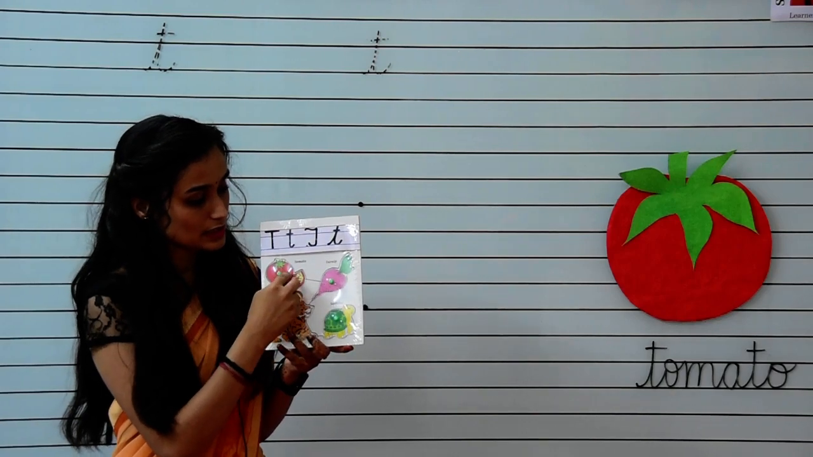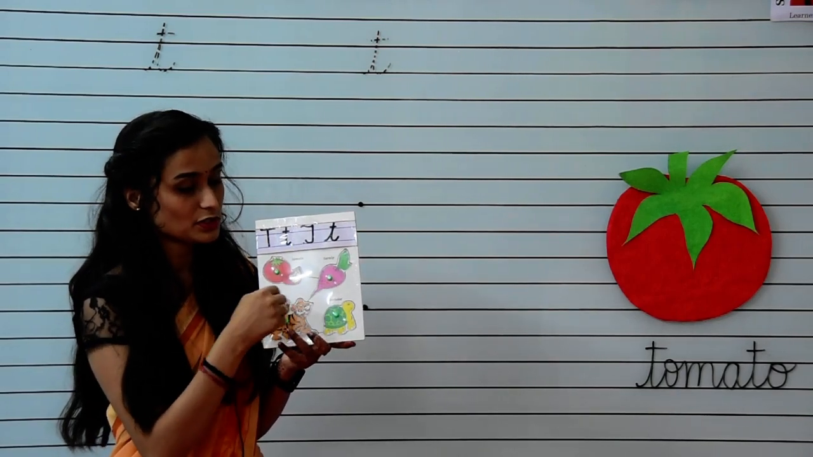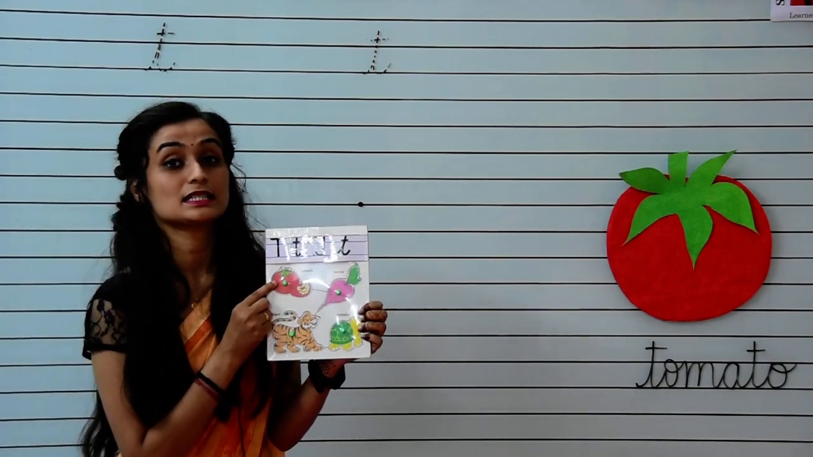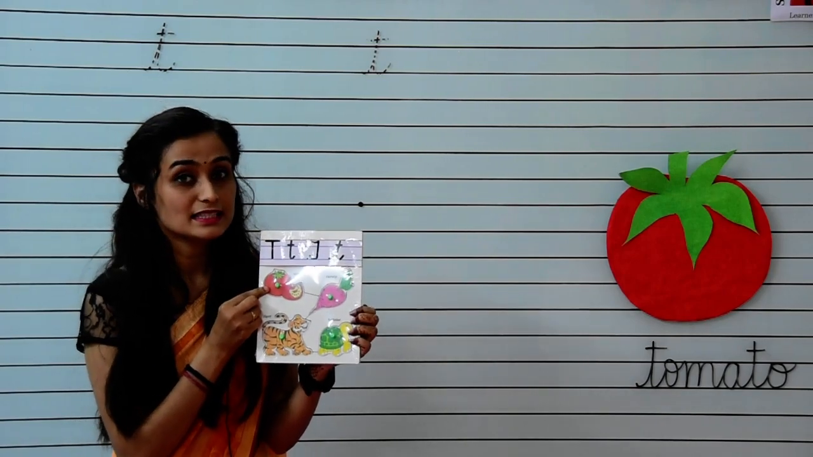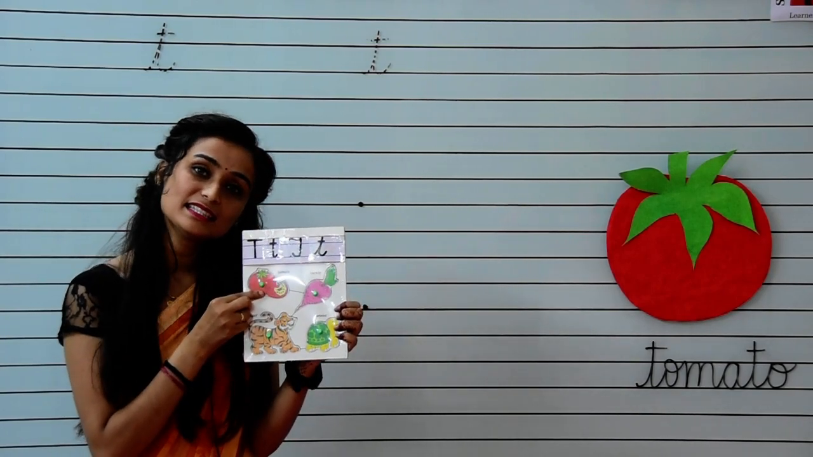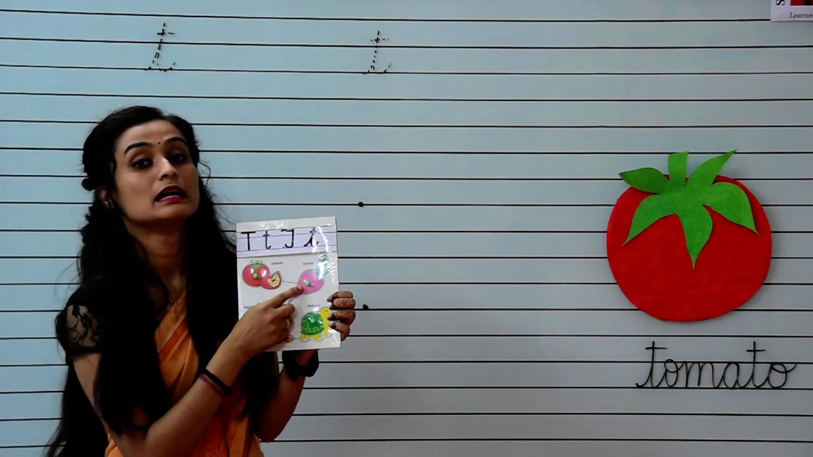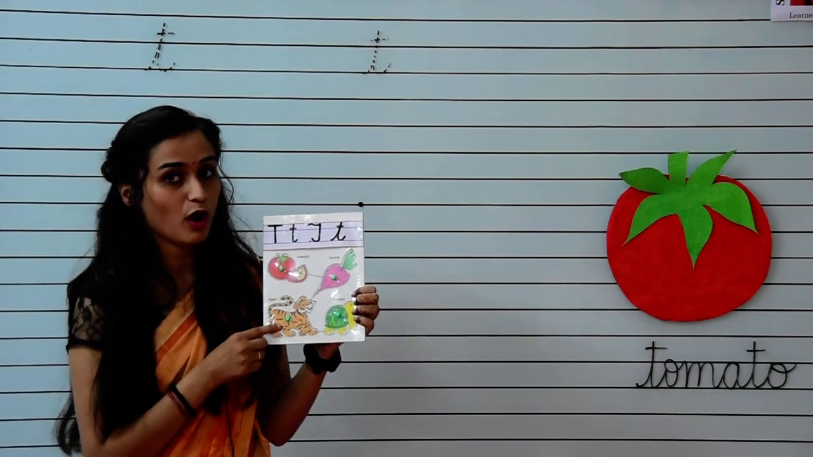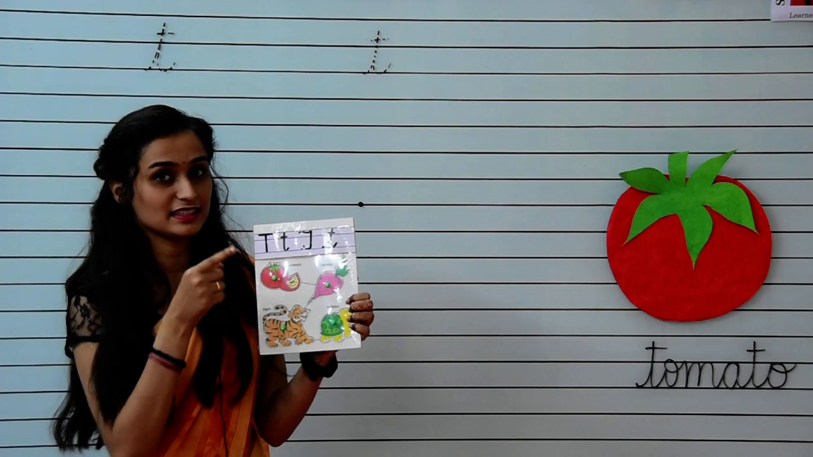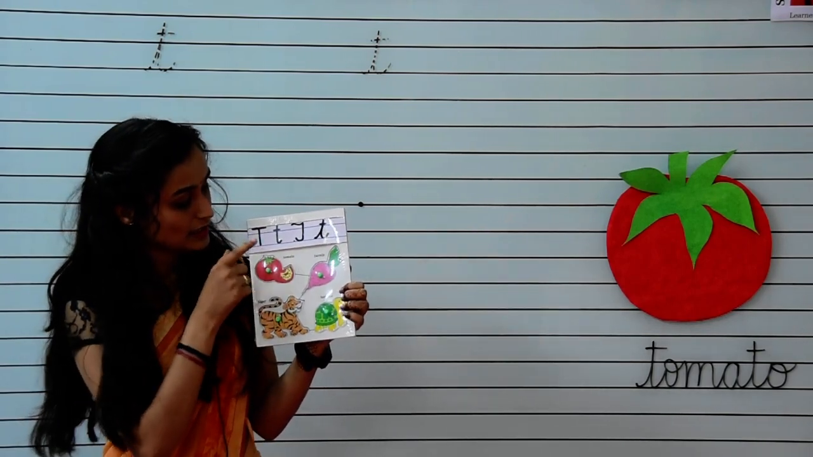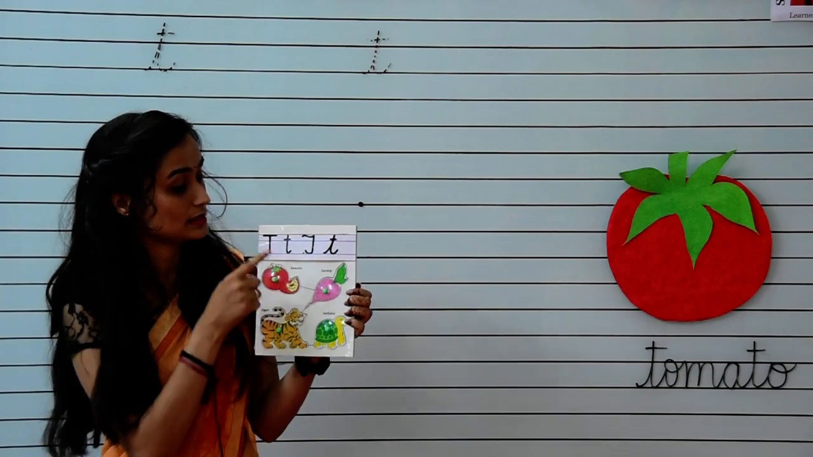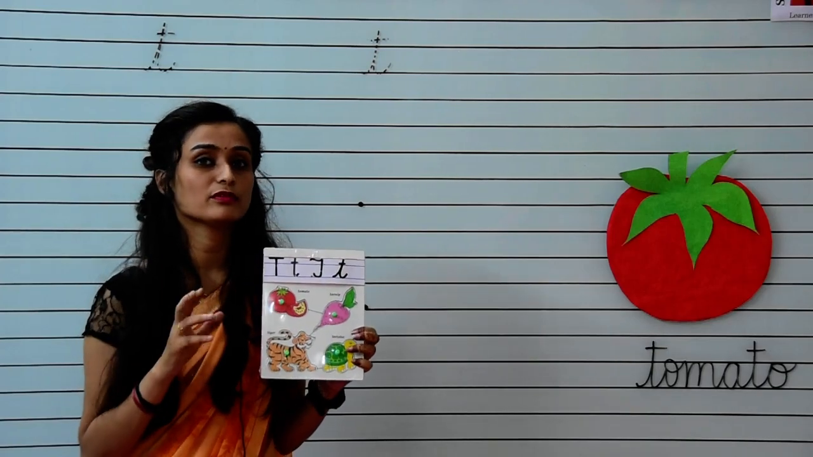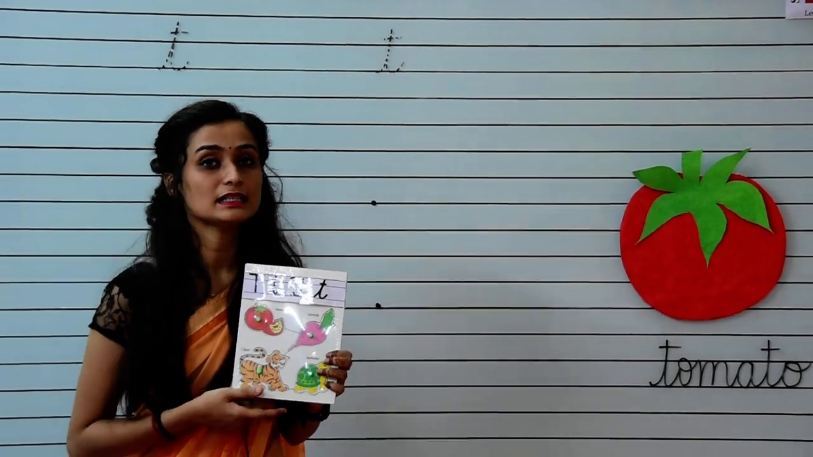So kids, as you can see below these formations, some pictures are there. Let's see what all pictures these are. First one is tomato. T for tomato. T for turnip. T for tiger. T for tortoise. So kids, these are some of the vocabulary we can use for letter T.